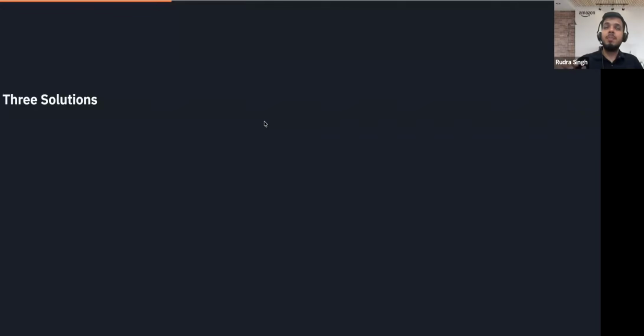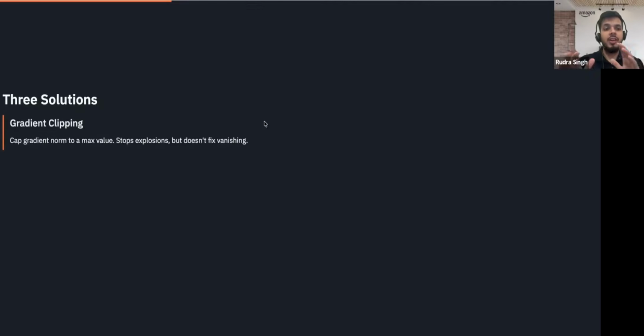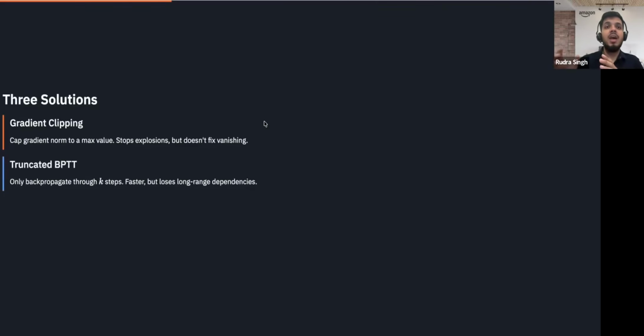So to deal with this, people actually tried 3 different ways. First was gradient clipping. You can cap the gradient norm at some max value like 5. If the gradient gets too big, you scale it down. It fixes explosion, but does nothing for vanishing. So it is kind of half a solution, which in itself is not sufficient. Second is truncated BPTT.